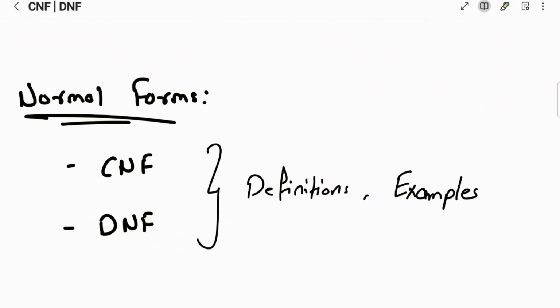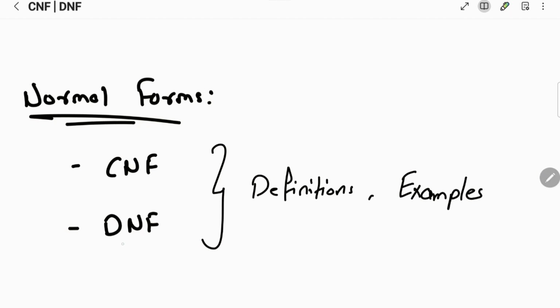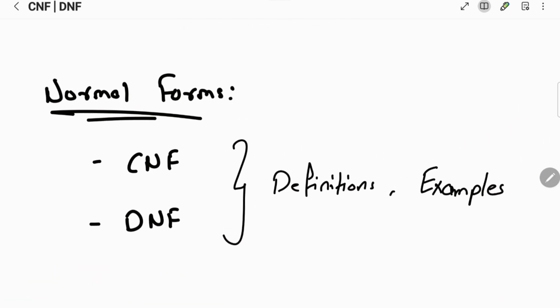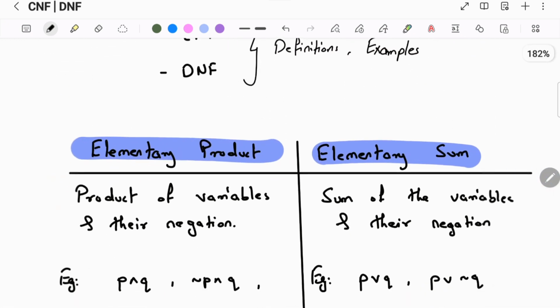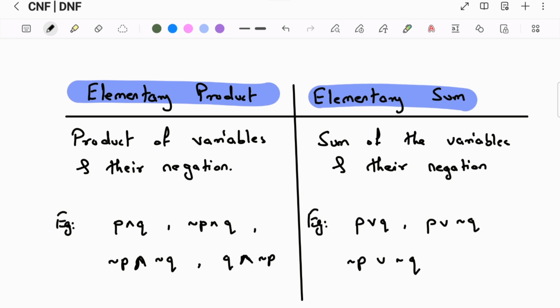In this video I'm going to explain the topic of CNF and DNF, which means conjunctive normal form and disjunctive normal form. In this part we will see the definitions and the examples for this. We will first start with the simple definitions of elementary product and elementary sum.